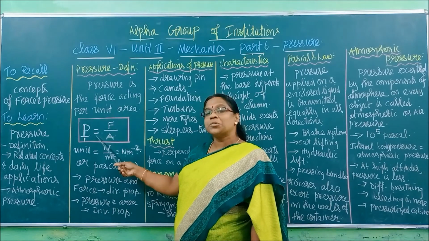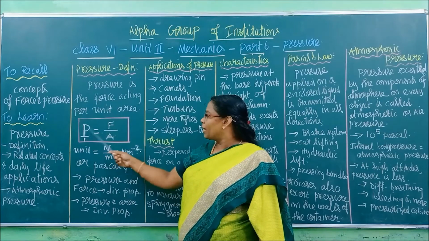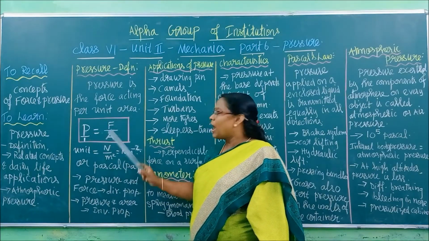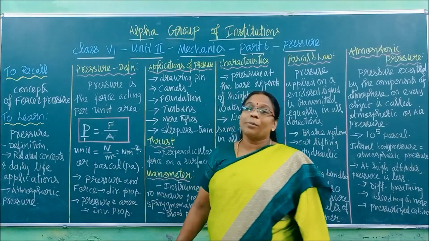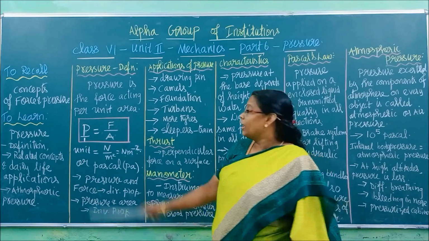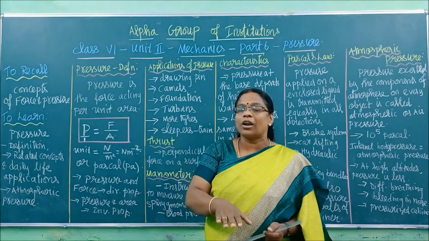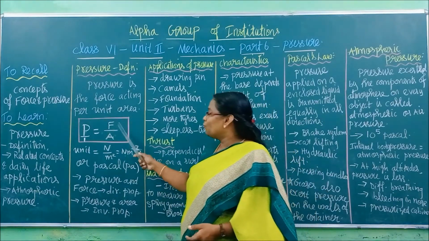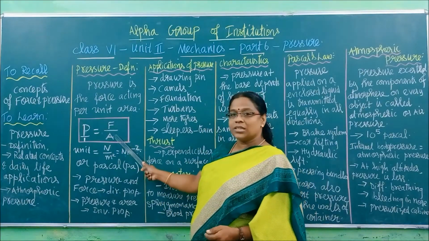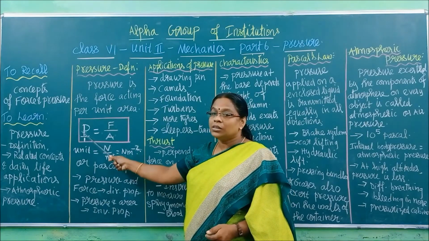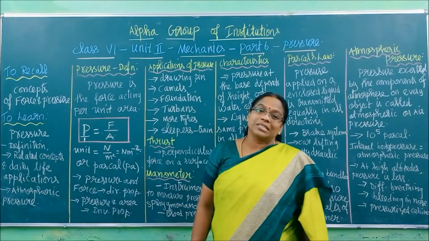Now that is what I was explaining to you. Pressure and force are directly proportional because force is in the numerator. Pressure and area are inversely proportional because one is the numerator and the other is the denominator. That means, children, if force increases, pressure also will increase, since force applied on an area is called pressure. If area increases, pressure will decrease, because pressure and area are inversely proportional.